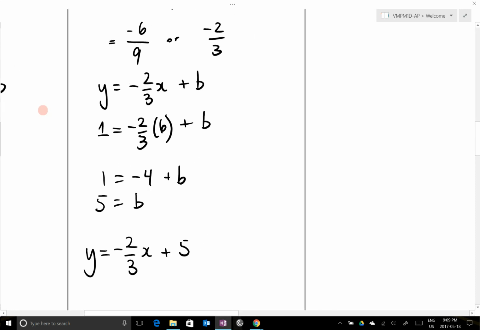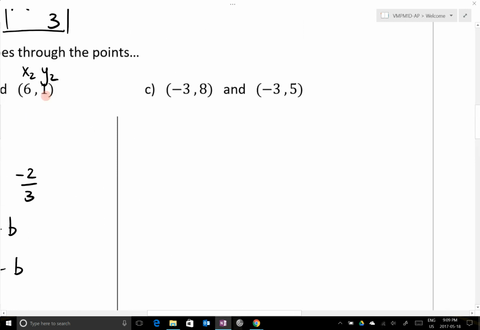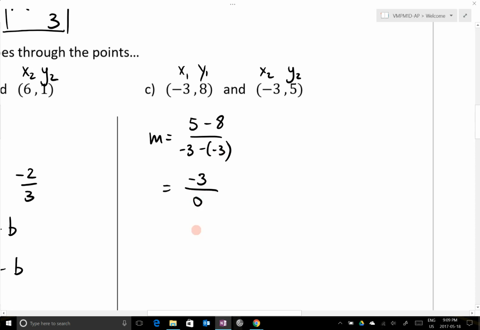Okay, let's look at this example. It's going to be an interesting one. Let's try and calculate the slope, x1, y1, x2, y2. Okay, slope equals y2 minus y1, so 5 minus 8, x2 minus x1, so negative 3 minus negative 3. Interesting, huh? 5 minus 8 is negative 3. What's negative 3 minus negative 3? That's 0. You cannot divide by 0.